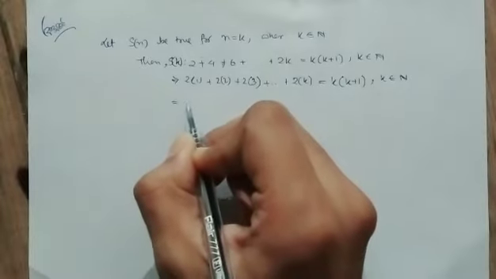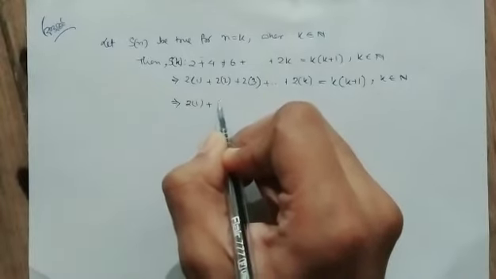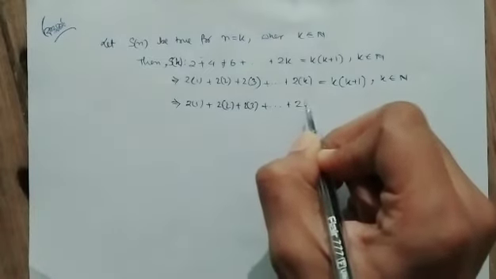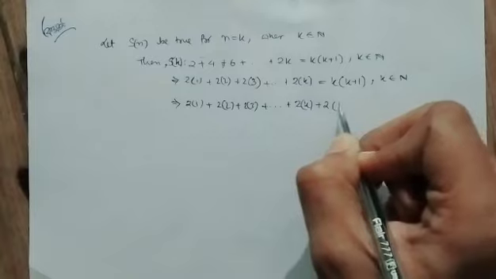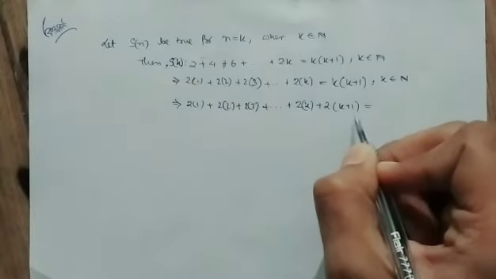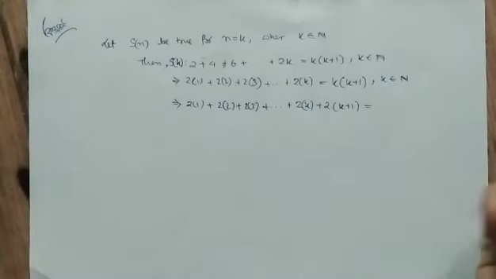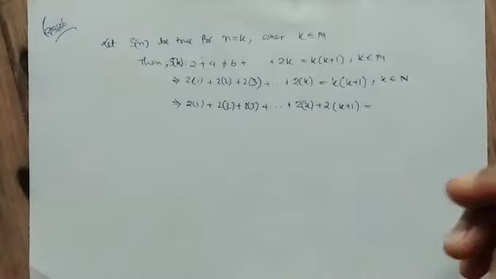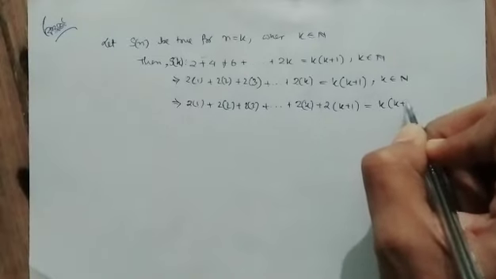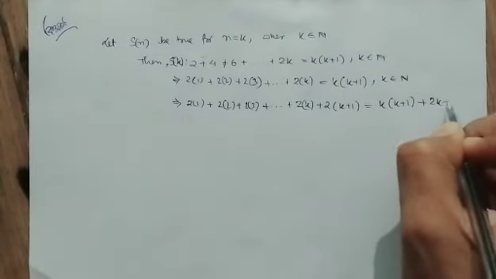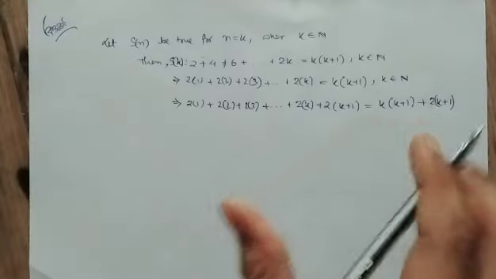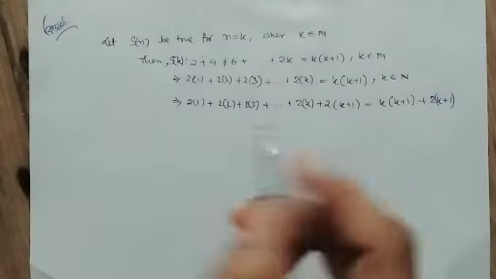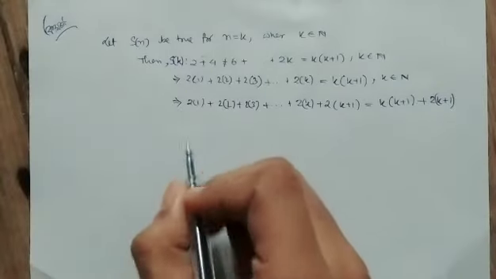Okay, so let's add: 2 into 1 plus 2 into 2 plus 2 into 3 plus dot dot dot plus 2 into k, plus 2 into (k+1). If we add to the left hand side, then we also need to add to the right hand side, so that the equality remains the same. So k into (k+1) plus 2(k+1); we have added it on both sides. I broke these statements up for your better understanding, and now I will just write it simply.